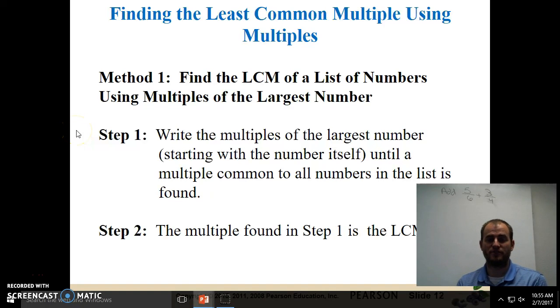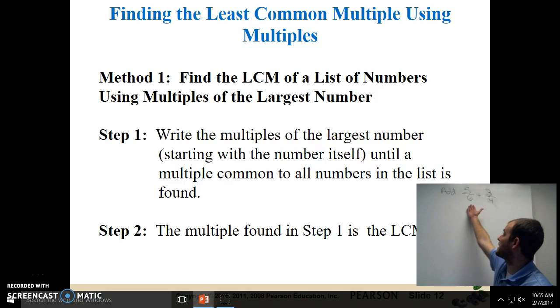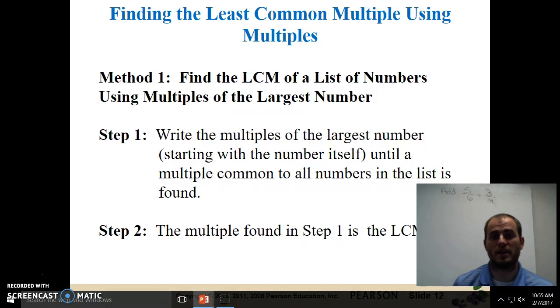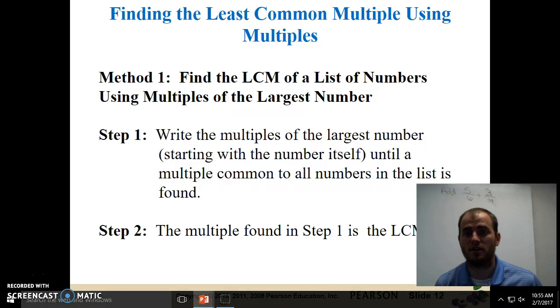So as we just learned in the first section of 4.4, you can only add and subtract like fractions, fractions with a common denominator. So the question is, what do you do when they're not like fractions? For example, add 5/6 plus 3/4. You can't add those the way they're written because they don't have a common denominator. So the second part of this section will be learning how to find a least common denominator.